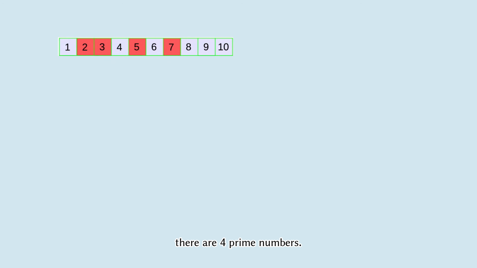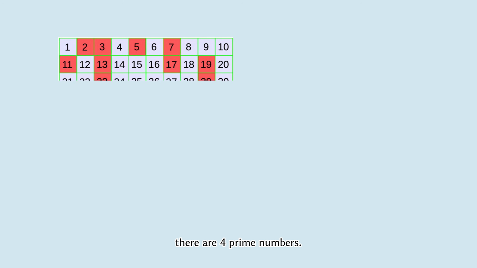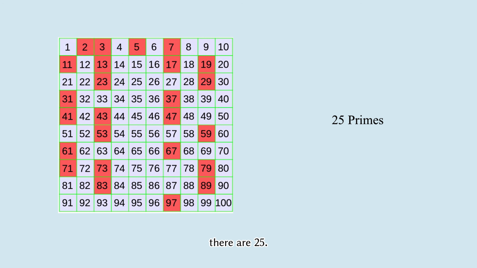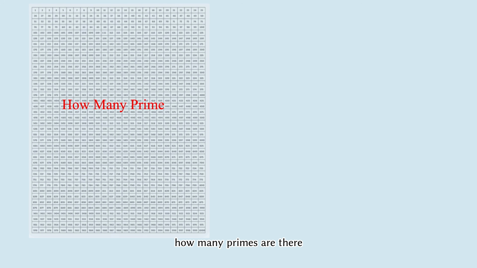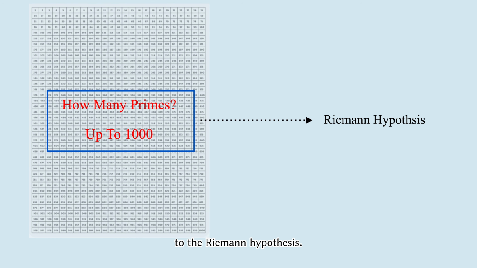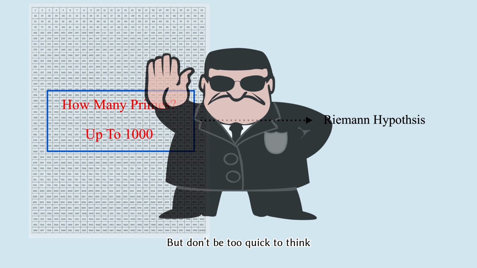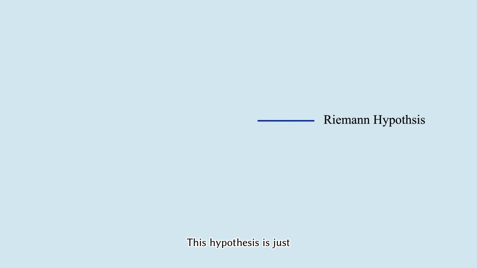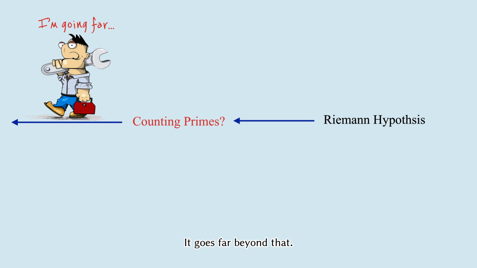Up to 10, there are 4 prime numbers. Up to 100, there are 25. So then, how many primes are there up to 1000? This simple question leads directly to the Riemann hypothesis. But don't be too quick to think this hypothesis is just about counting primes. It goes far beyond that.